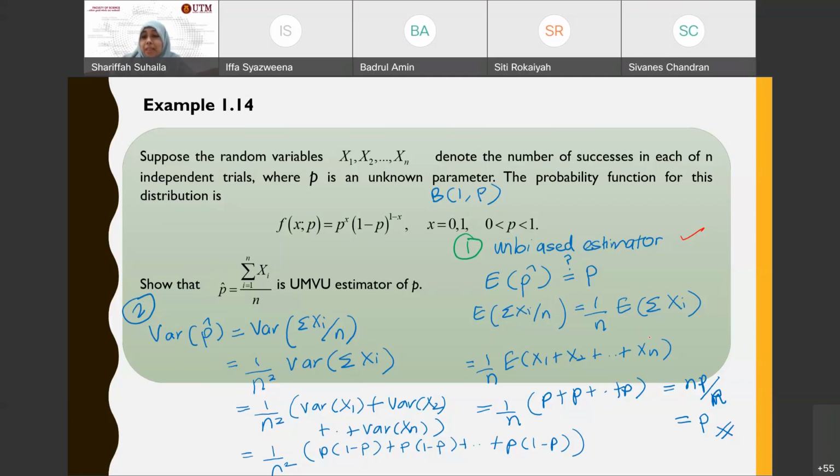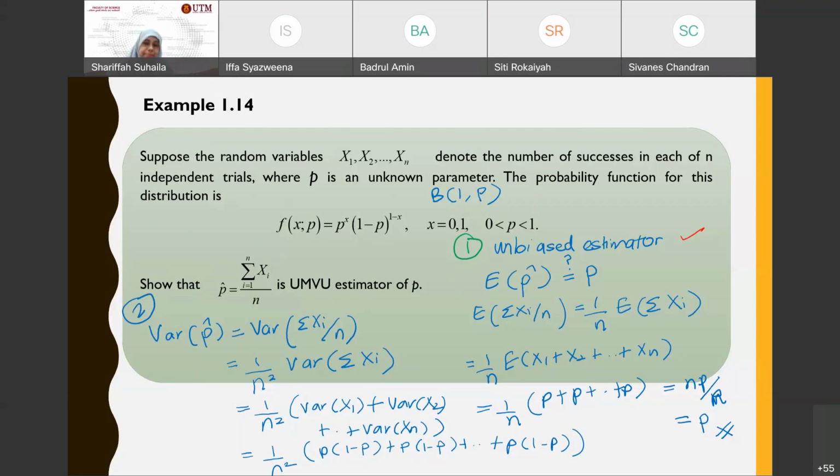So expand the formula, you have summation Si, so S1, S2, Sn. So kita ada p, so altogether np over n. So the same thing for variance. You have variance summation Si over n. So follow the properties for variance. Kita ada 1 over n square.